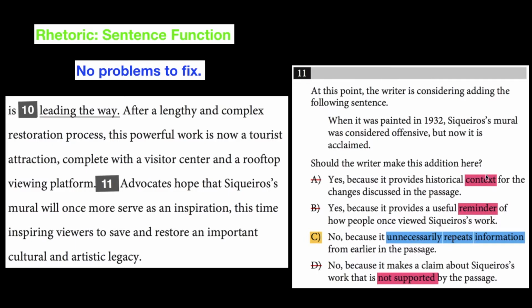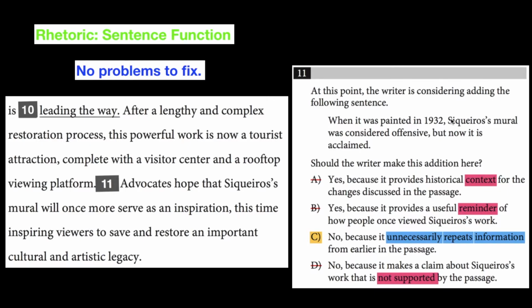Context, providing historical context. The only possible historical context it could provide is the year 1932. But just because it gives you a year doesn't mean it gives you context. So A is not the answer. You don't need it to say 1932. That's really not the focus of the sentence anyway.